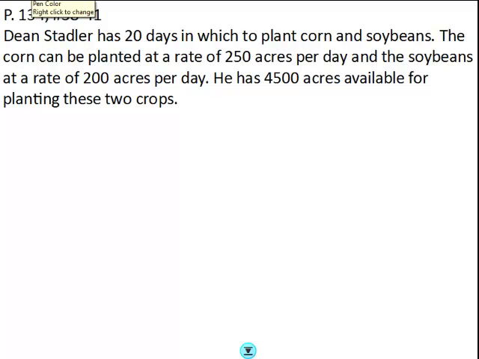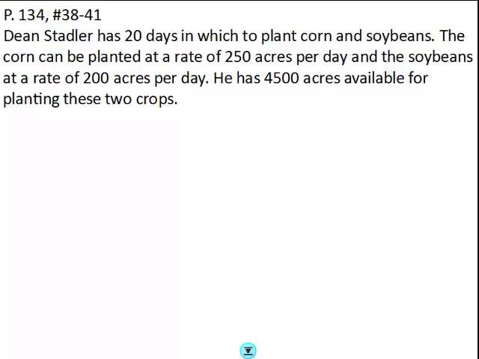Okay, I just wanted to work a quick linear programming example with you. If you'll remember, the first step is to define our variables. So let's read the problem. Dean Stadler has 20 days in which to plant corn and soybeans. The corn can be planted at a rate of 250 acres per day, and the soybeans at a rate of 200 acres per day. He has 4,500 acres available for planting these two crops.